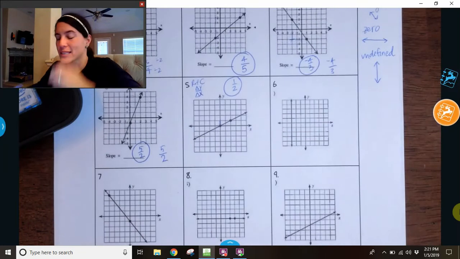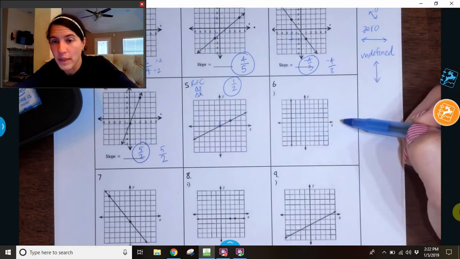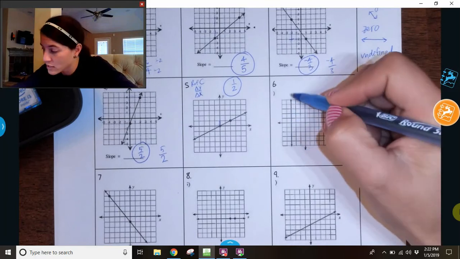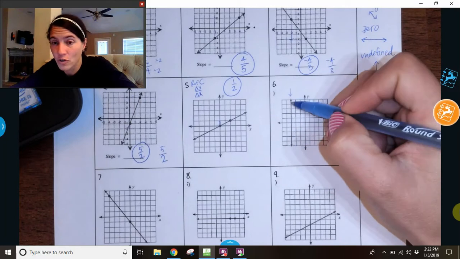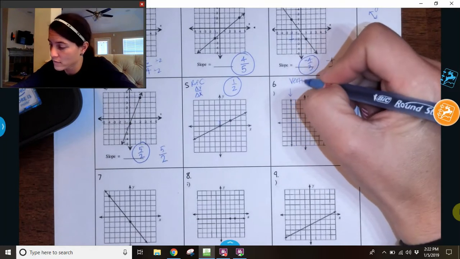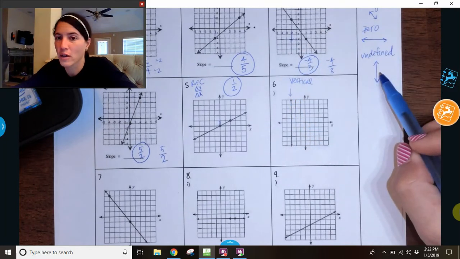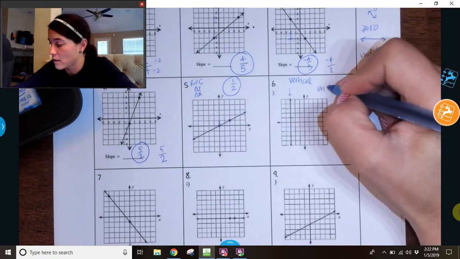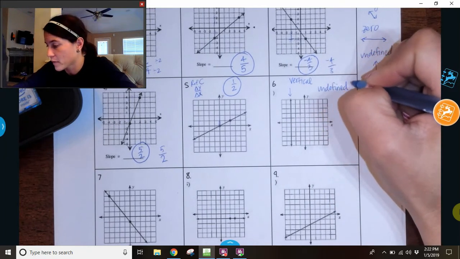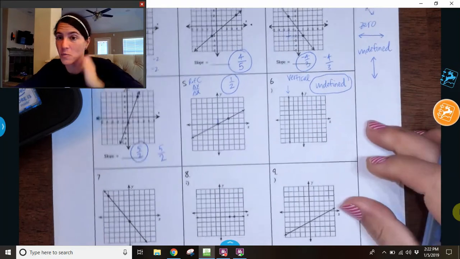Now on number 6, you have your coordinate plane, you have your axes, and here is the line right there. I don't know if you can see it. This is a vertical line. And so we already kind of talked about what the slope is going to be, but let me explain why the slope is undefined. Okay, so the answer is undefined, and let me explain why.